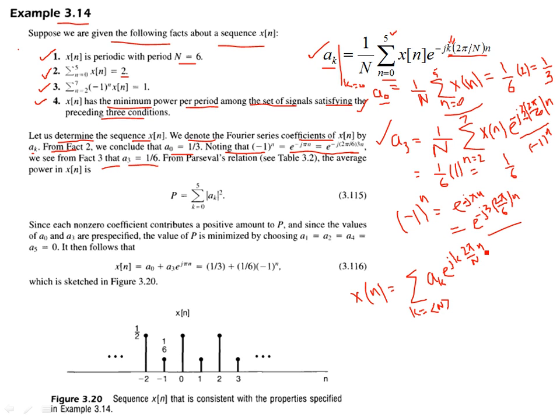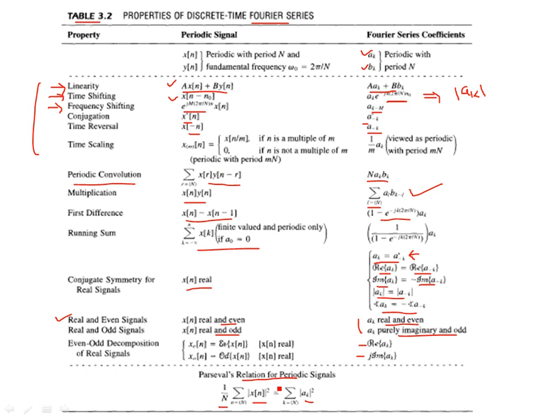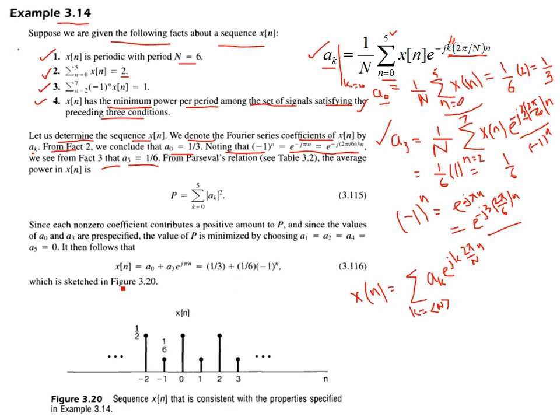Regarding the power, you understand that from Parseval's relation, it shows that the magnitude squared summation of the Fourier coefficients gives the energy of the signal in one period. But since this is being normalized with 1 over N, this is the power in one period. So the minimum power requirement comes from the Parseval relation, and we are including all the Fourier coefficients.